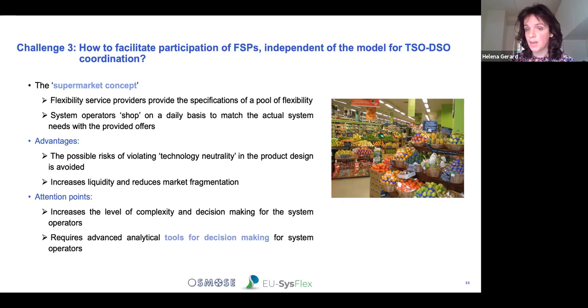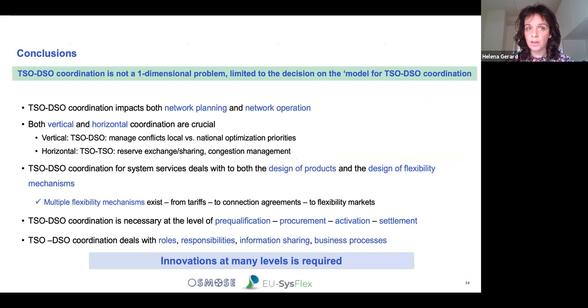Next slide. So that brings me to a couple of conclusions. So TSO-DSO coordination, we should not limit that to the decision on the model for TSO-DSO coordination. It's really not a one-dimensional problem. There are a lot of layers. First of all, it impacts both the planning phase and the operation phase.